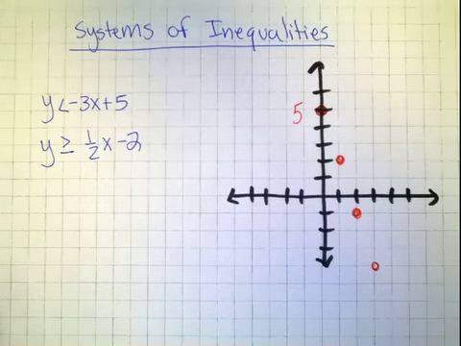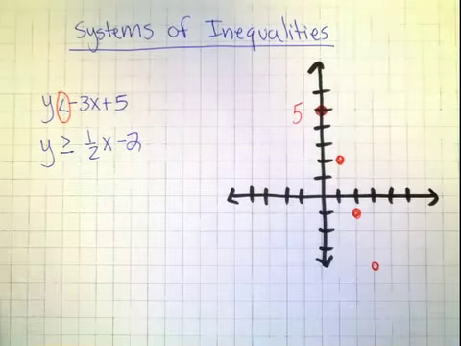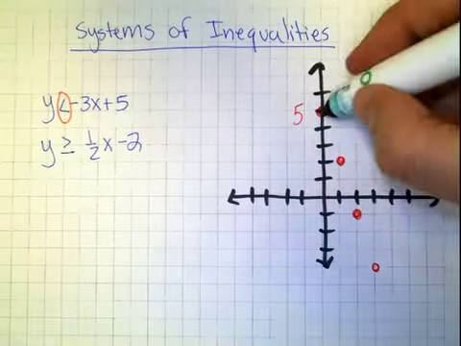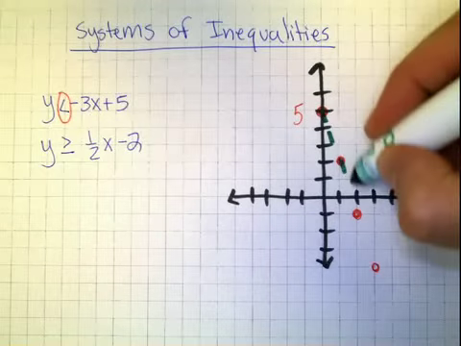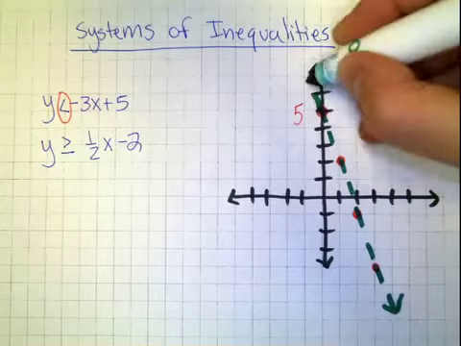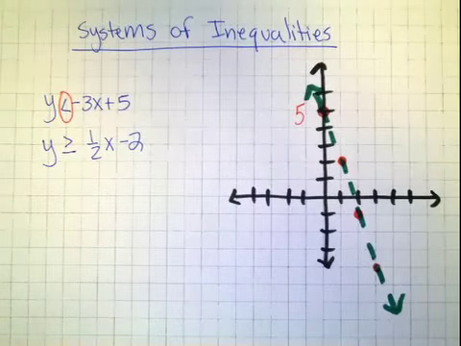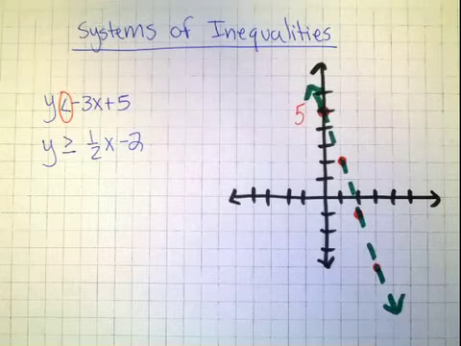Is it going to be a dotted or a solid line? Well, look at the symbol. There's no equal sign, so it's dotted. So when I connect, it's going to go like this. There's my dotted line. Then, before I do the next line, let's do our shading. Let's test some points on here.